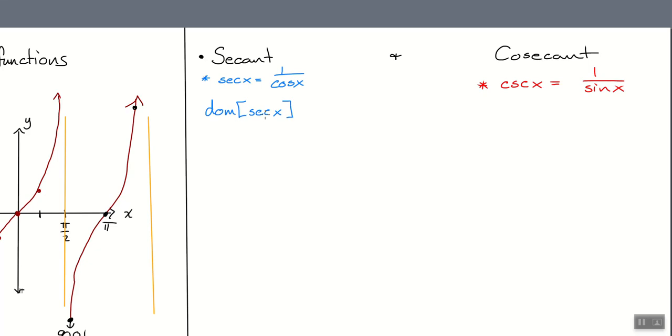Now, I'm going to give you a little push in the right direction. What is the period of sine and cosine again? 2 pi. Any gut feeling on what the period of secant or cosecant ought to be? It should probably be 2 pi. I want you guys to identify the domain of secant and the domain of cosecant for me.